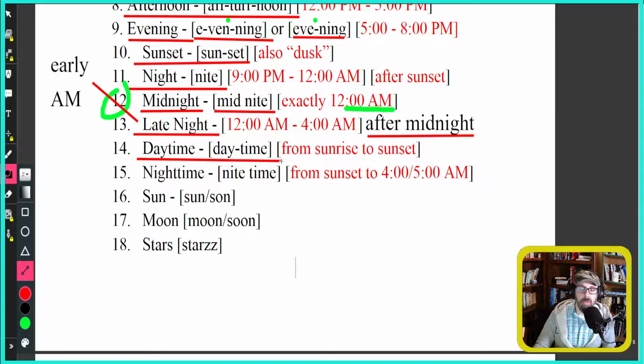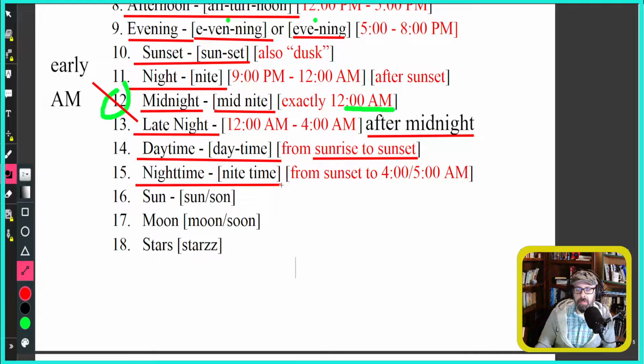14, daytime. Okay, read it, listen to it, and write it in your notebook. Number 14, daytime. You notice there is a note here that daytime is sunrise, sun up, all the way to sunset. So daytime, daylight hours. Okay, 15.